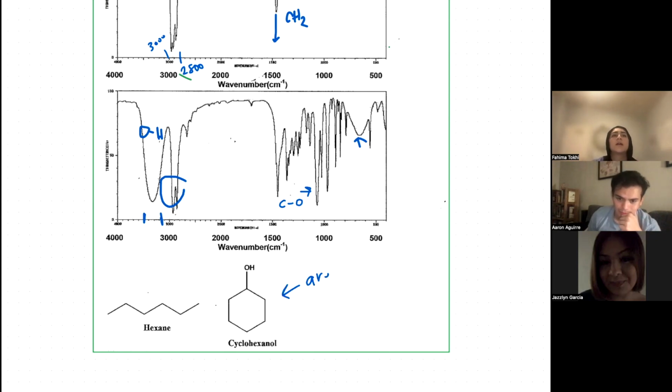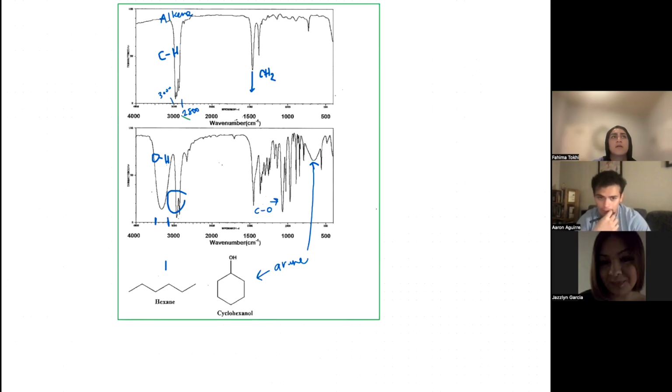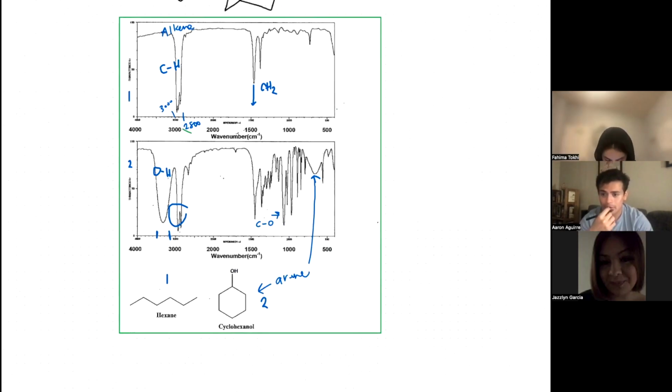So we could say that, based off of just this little bit, you could see the differences. So you could say hexane number one, and then number two is going to be cyclohexane. There's plenty to write about there. Oh, we're supposed to explain the differences. Are you kidding me? At least that's what the question asked for.